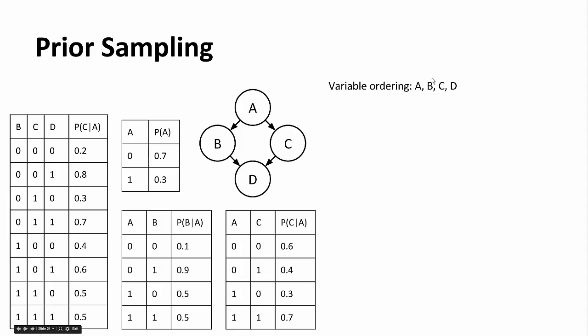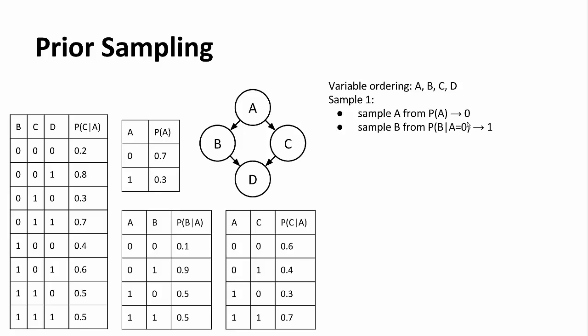So let's just assume that we have this variable ordering, this linearization, A, B, C, D. From there, let's create a sample using prior sampling. We're just going to go down this variable ordering, starting from A. We'll sample A first from the table P of A, and say we just end up with 0 for A.